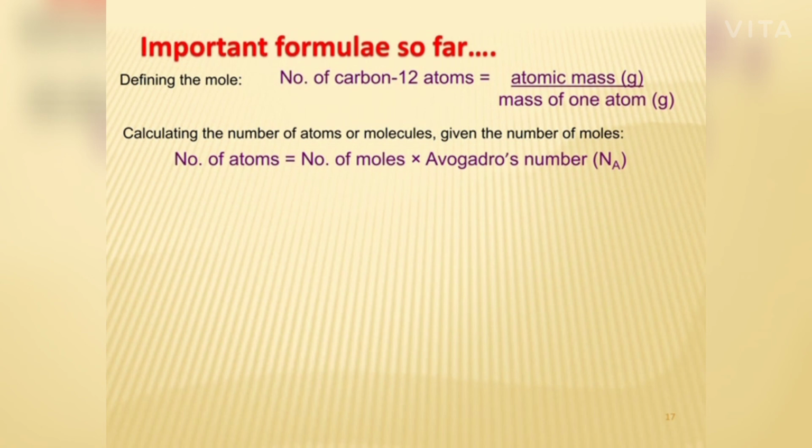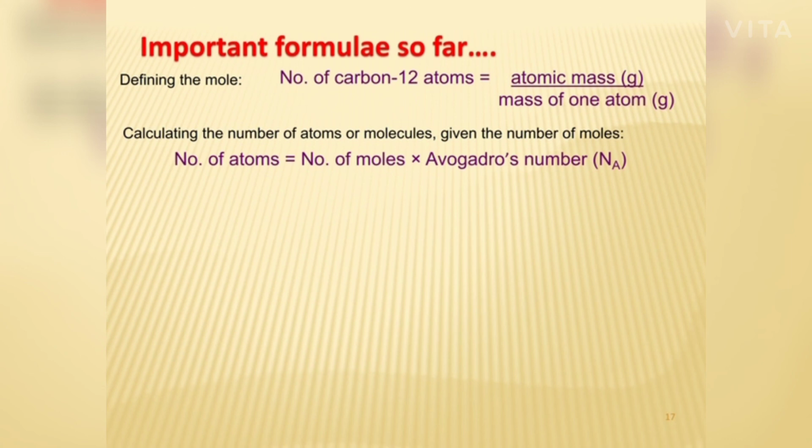Once again, some important formulas for this unit: number of atoms is equal to atomic mass in gram divided by mass of one atom in gram. Calculating the number of atoms or molecules given the number of moles. If number of moles is given, how to calculate number of atoms? Yes, the formula is number of atoms equals number of moles into Avogadro number.